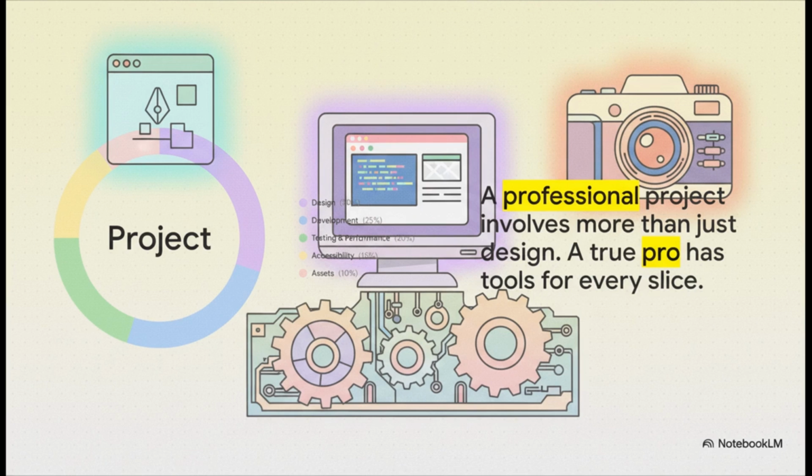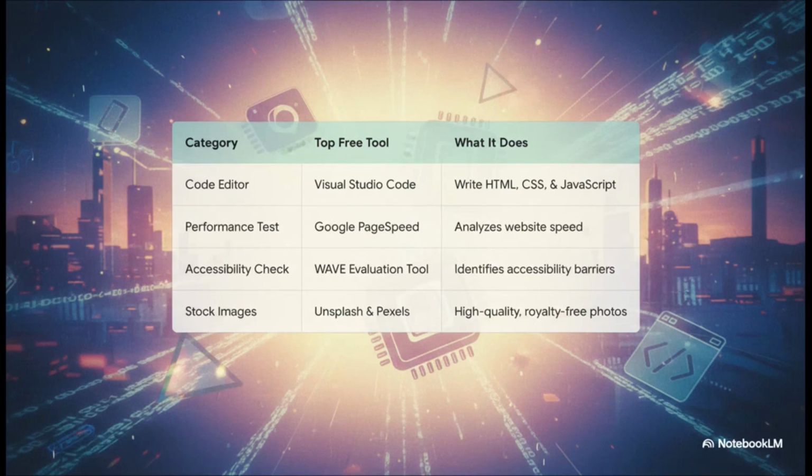Think of a professional project, kind of like this chart. The visual design is a huge piece of the pie, for sure. But you've also got development, you've got performance testing, ensuring accessibility, finding assets like photos and icons. A true pro has tools for every single slice of this thing. And here they are, the superstars.